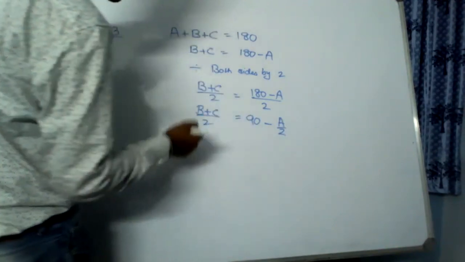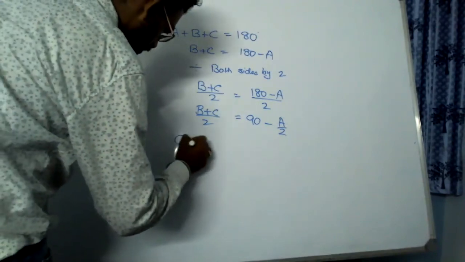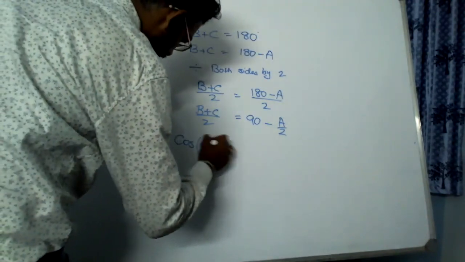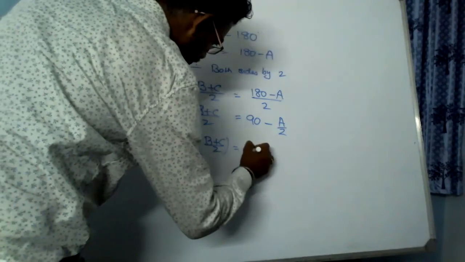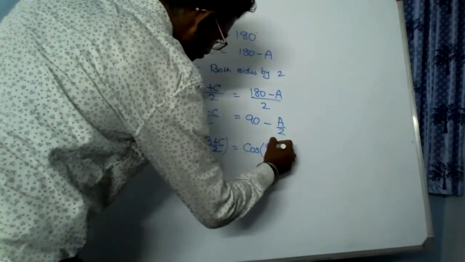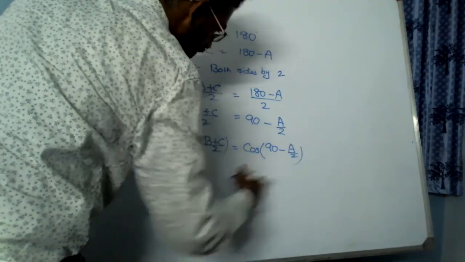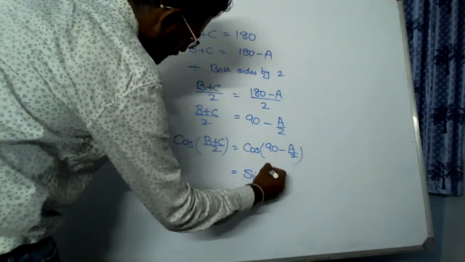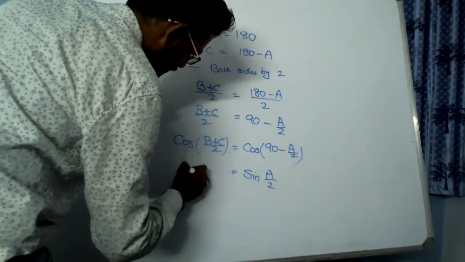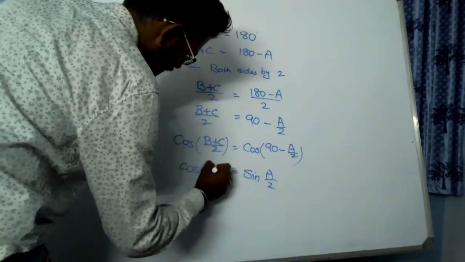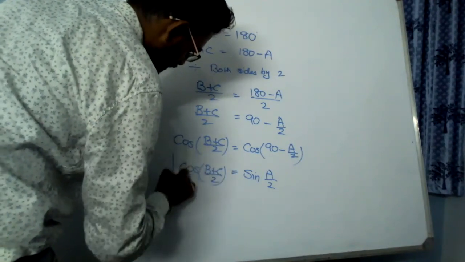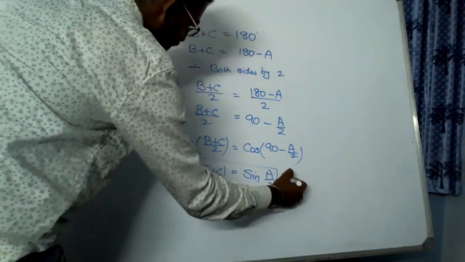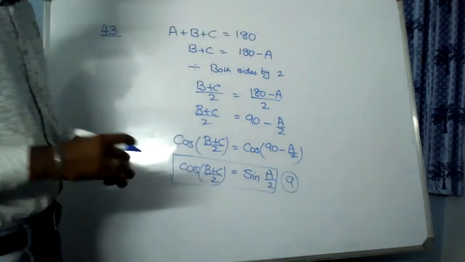Now put cos on both sides. So you'll get cos (B plus C) divided by 2 equals cos (90 minus A by 2). Right? Cos (90 minus theta) is sin theta. So this will give you sin A by 2. So you came to know that cos (B plus C) by 2 is nothing but sin A by 2. That is your option A. That's the right answer.